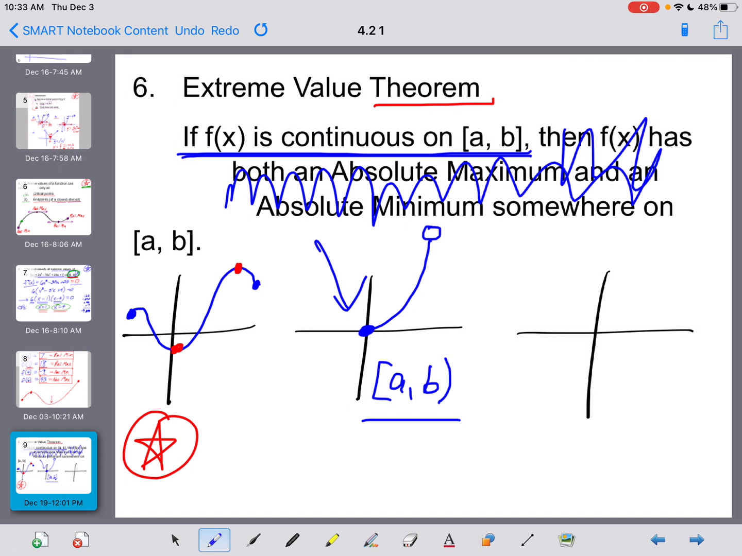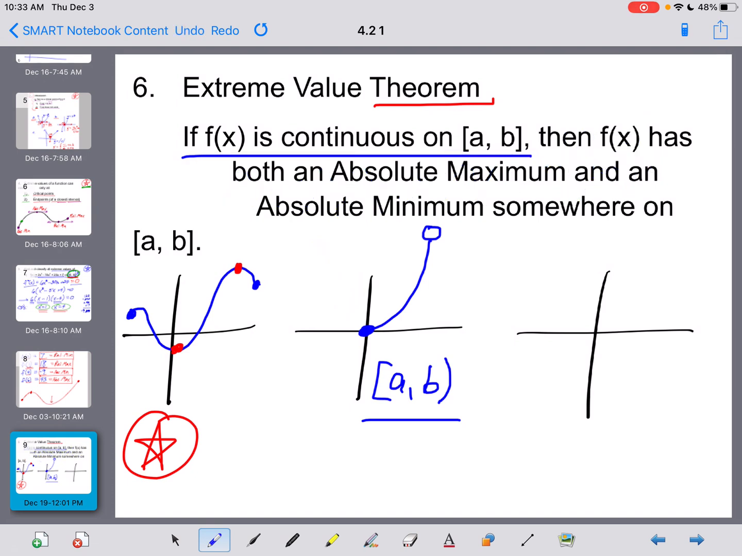Maybe this graph has an absolute max and maybe it has an absolute min. Maybe it doesn't have either, and maybe it only has one. And if you remember, this graph right here only had one. So, because this second graph does not satisfy the hypothesis of the theorem, don't even bother trying to make a conclusion out of it based on what it says. All right, I didn't want to cross out my beautiful theorem right here, but okay.